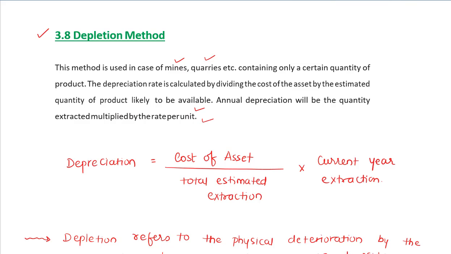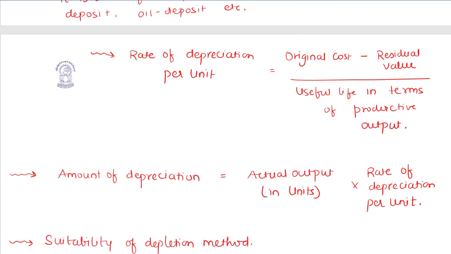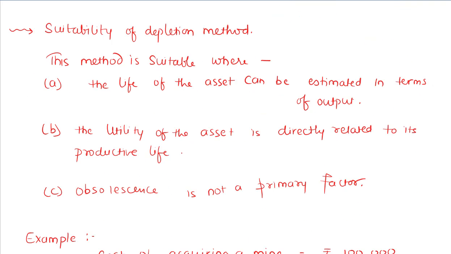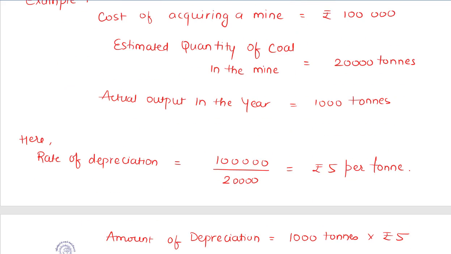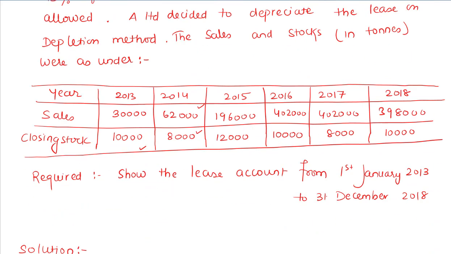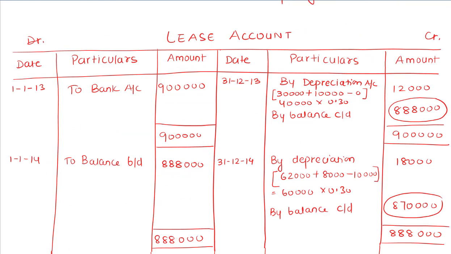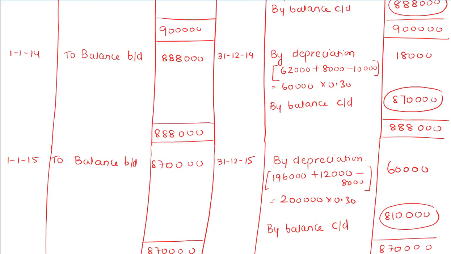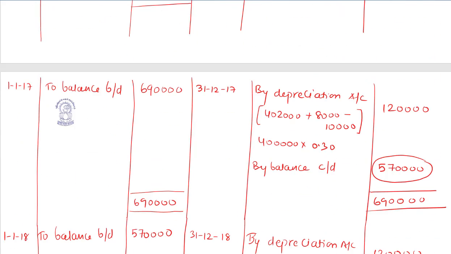Then we shifted to a new method, which is the depletion method. We learned the formula and a bit of basics about the depletion method, its suitability, and in which situations it should be used. We did an example, then an illustration on the basis of the depletion method. It was an exhaustive illustration. This is really going to help you. We made a lease account in this illustration for 6 long years, from 2013 to 2018.